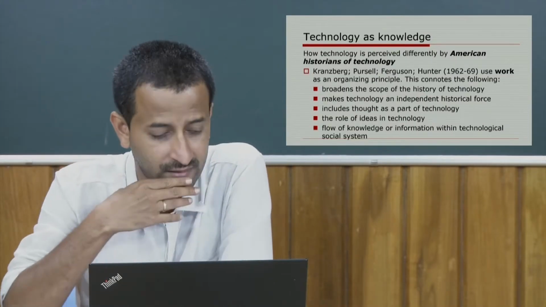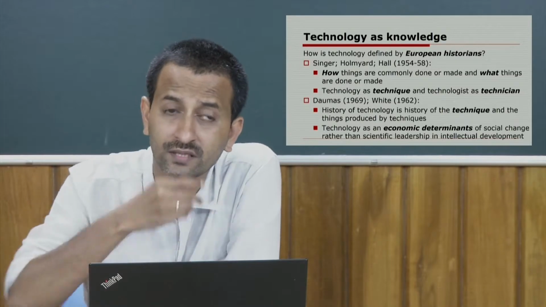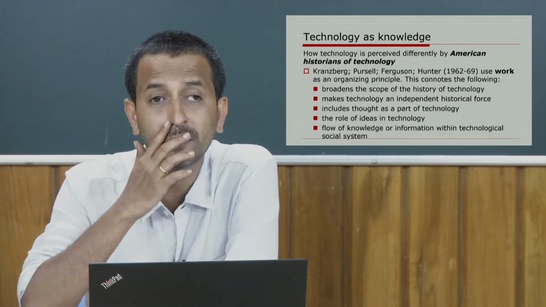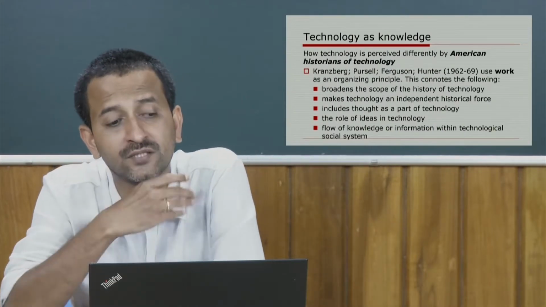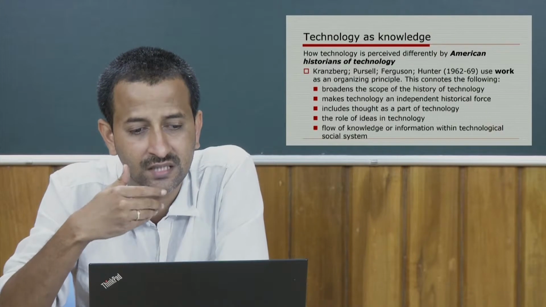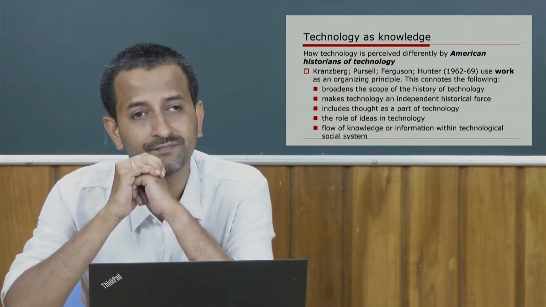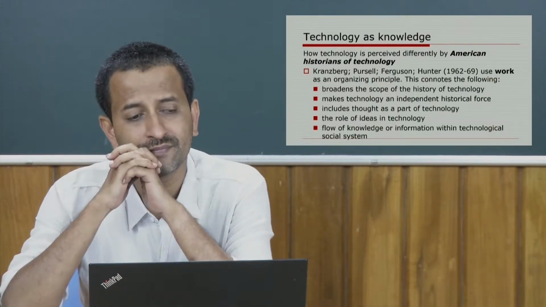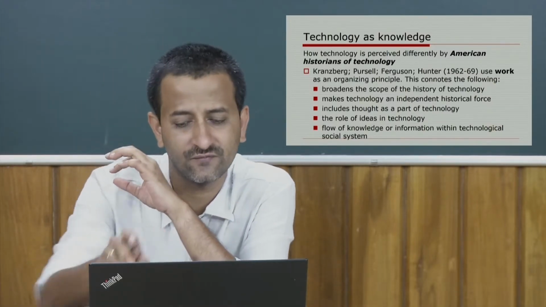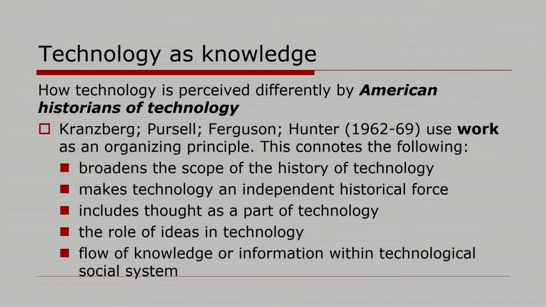Historians of technology, then how, if we say this is how European historians of science defined technology, then how was technology perceived by American historians of technology? To give you the examples of Kranzberg, Purcell, Ferguson, Hunter, they use the term work as an organizing principle. This connotes many things. It may broaden the scope of the history of technology, at least three things which we have spelled out in 5 points. Okay? It broadens the scope of the history of technology, makes technology an independent historical force.